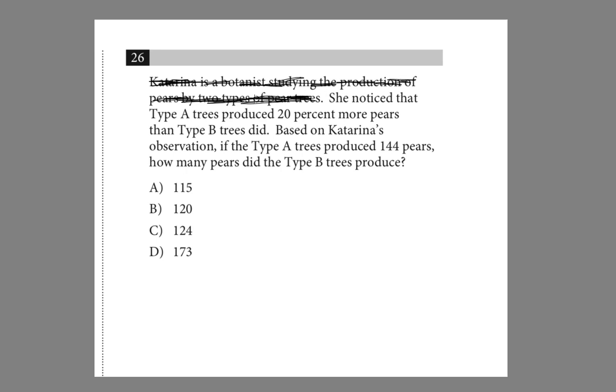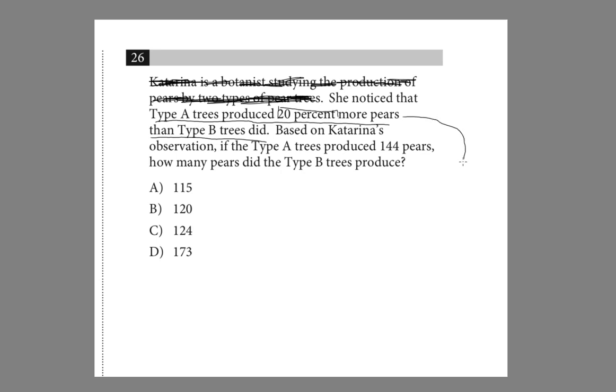She noticed that type A trees produce 20% more pears than type B trees did. Alright, so that is some very important information right here, right? So we're going to underline that. Type A trees produce 20% more, right? 20% more. Let me kind of box that. 20% more pears than type B trees did. Okay, and so we're going to go ahead and stop right here.